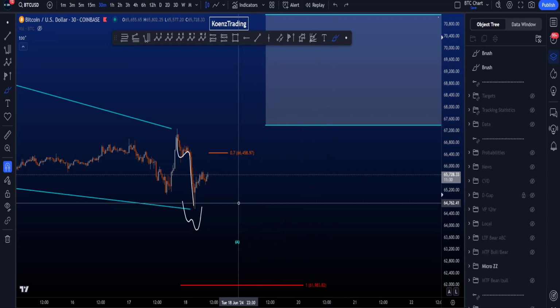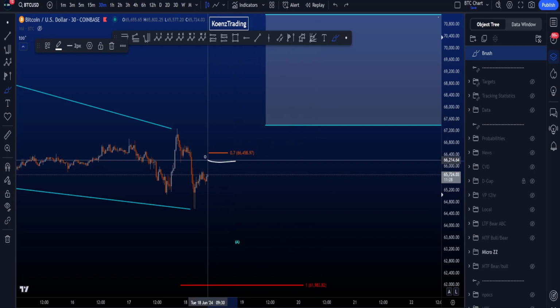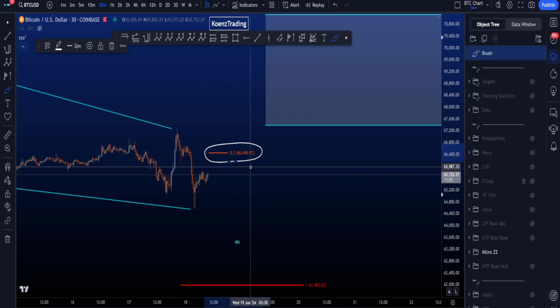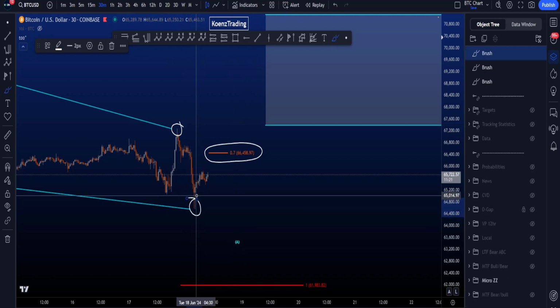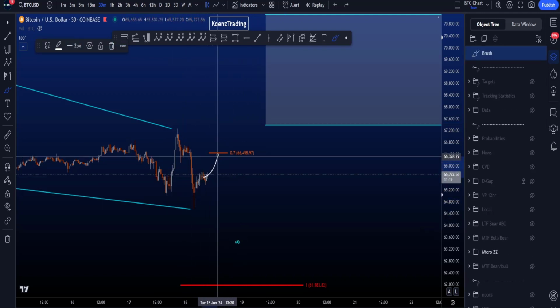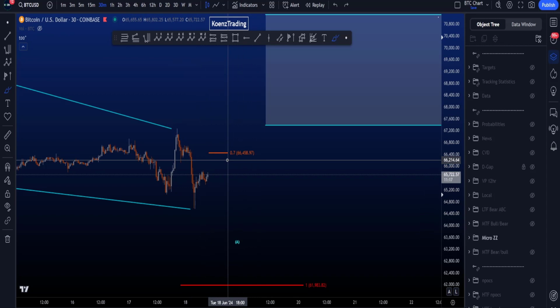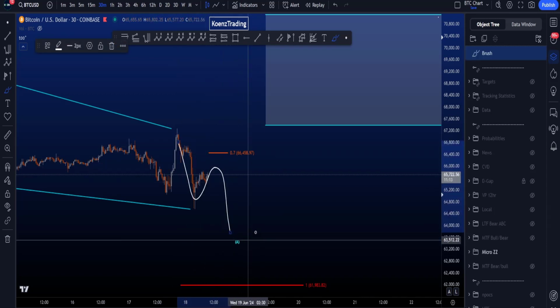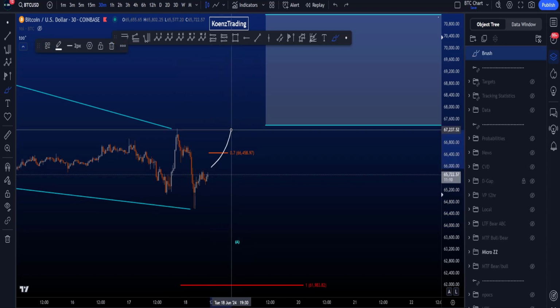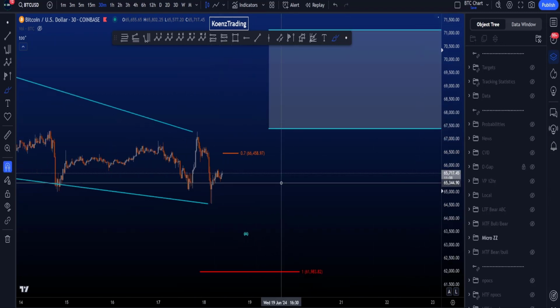In a WXY double zigzag, we don't want wave X to move to the 0.7 at 66.5k, taken from the high to the low. If price does move to the upside and hits the 0.7, it will significantly reduce the probabilities for a double zigzag in a WXY, increasing the probabilities to look for price to move towards the upside.